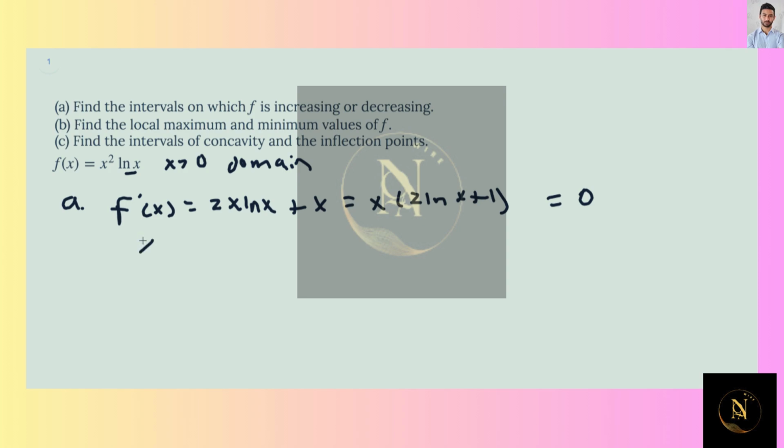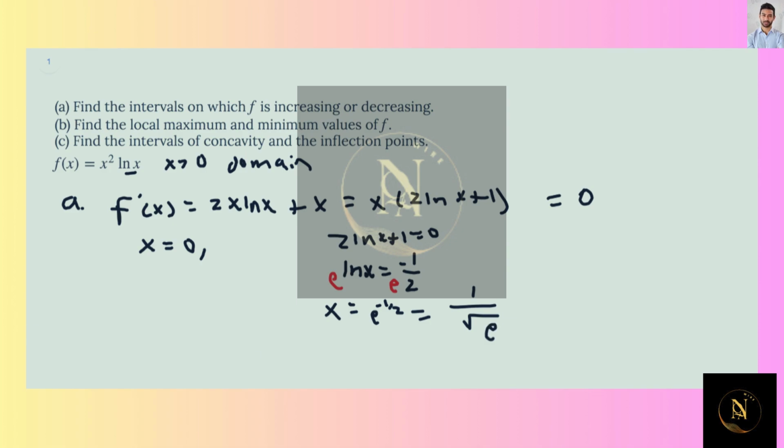So we get x is equal to 0, and then we have to find out where 2 ln x plus 1 is equal to 0. So 2 ln x plus 1 equals 0, we get ln x equals negative 1/2. And then we apply the exponential function, so we apply e on both sides, and we get x is equal to e to the negative 1/2, or simply 1 over the square root of e.